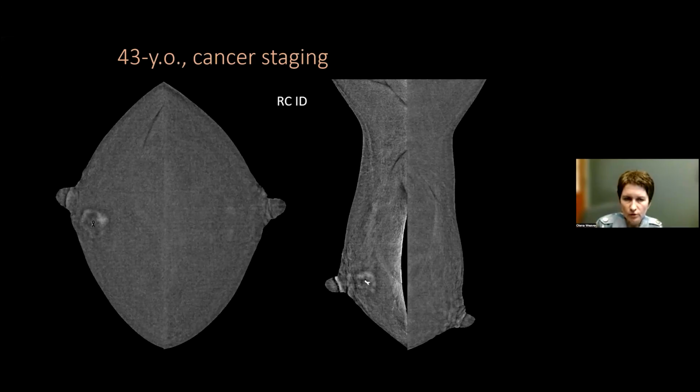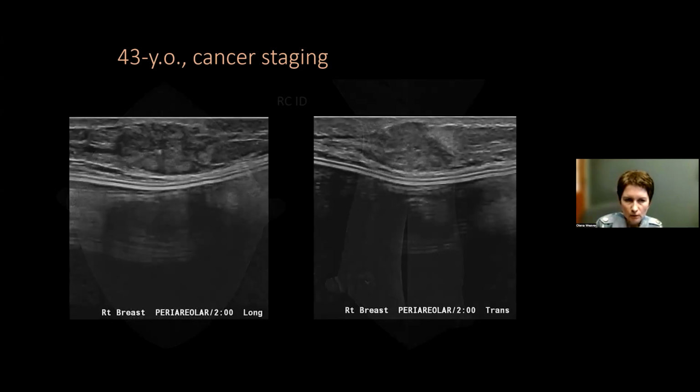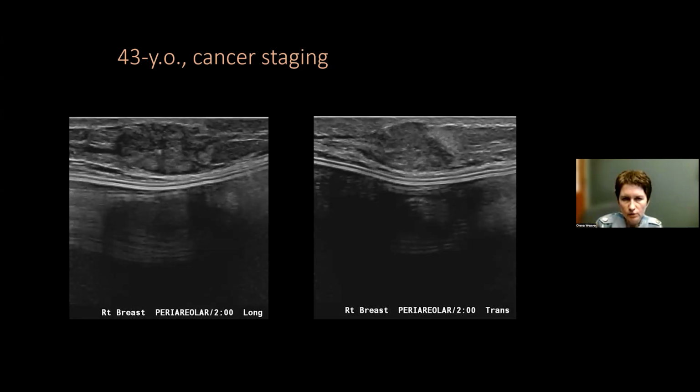In this case, we already know that there's a cancer. So this is just an example of a solitary enhancing mass. And in a dense breast like this, it's very helpful because now we know that this is a real, truly solitary finding, and we don't have to worry about anything else. And this is her ultrasound showing an irregular mass in the periareolar breast at 2 o'clock.